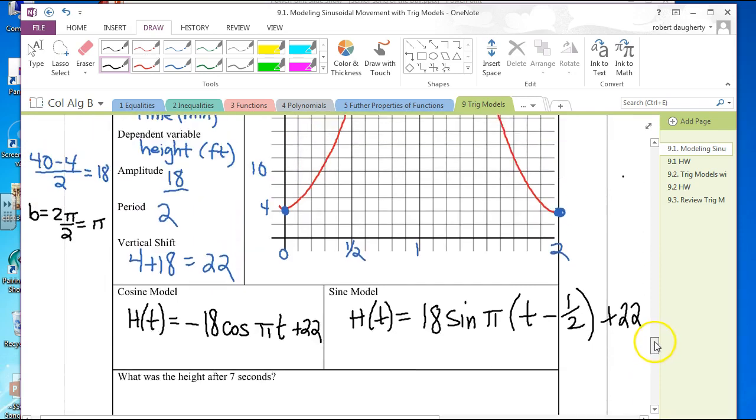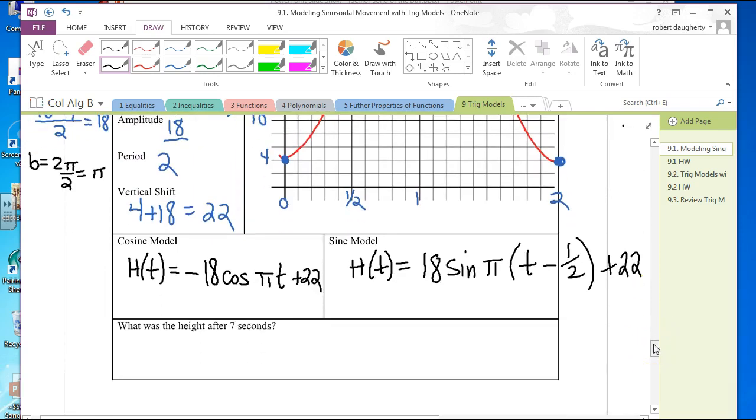What is the height after 7 seconds? How would I figure out how high this thing is after 7 seconds? Well, you've got to do something with 7. That's a key. What would I do? Just plug in 7. Which of these would you rather work with, the one on the left or the right? The left. So let's just plug in t equals 7.